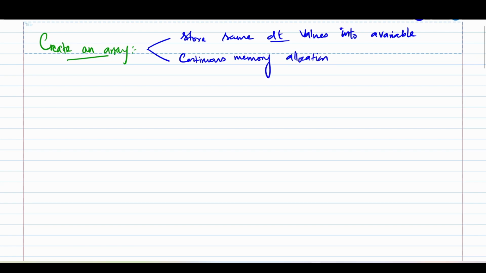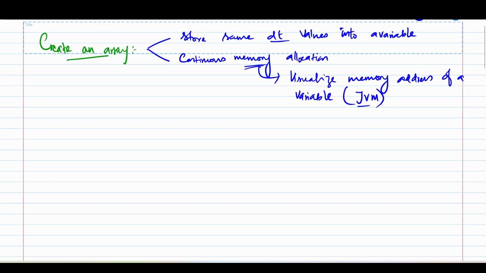And one more thing, in Java you cannot visualize the memory address of a variable because everything will be taken care of by JVM. But there is a method called hashCode. It will give you a hash code for a variable. Okay, so how to create an array?